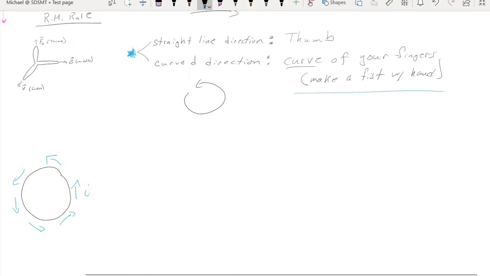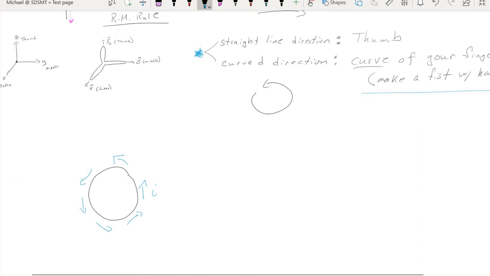So we're going to make a fist, and we're going to allow our fingers to curve in the same direction as what we see the current traveling. So I'm going to try to draw a hand here with some curved fingers. Put in some knuckles here. I can't really draw a hand, but we'll just try this. We'll say this is the curve of our fingers, and then the straight portion of this diagram, the only thing left is the related magnetic field.